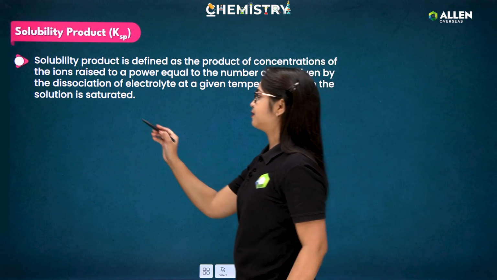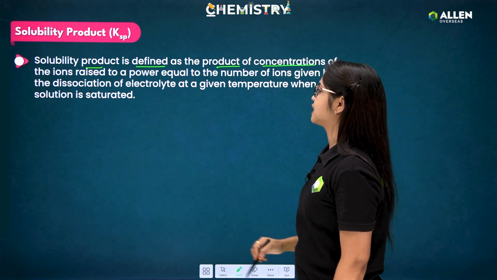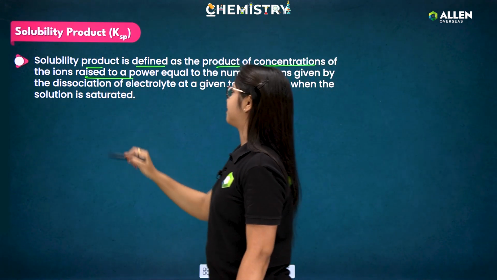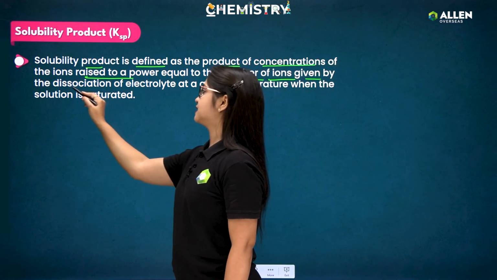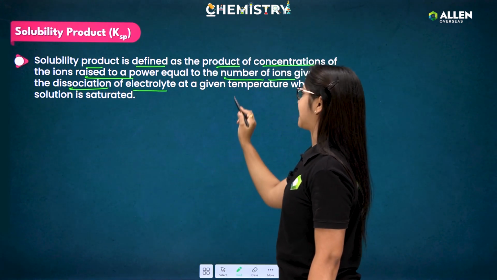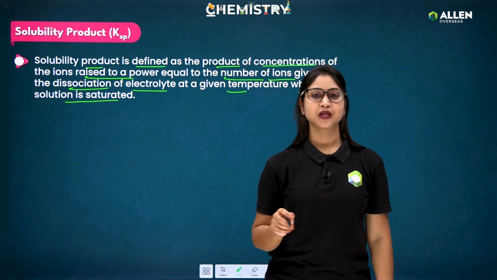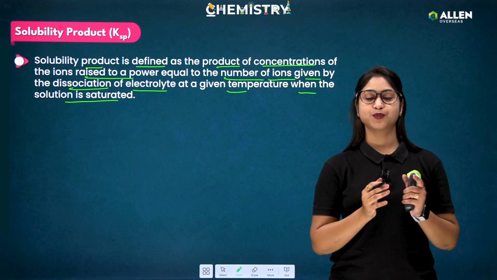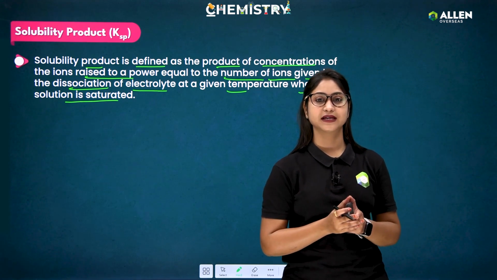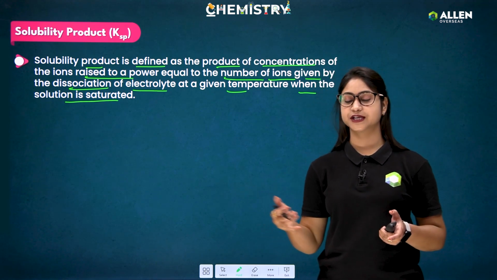Now, if we talk about the solubility product KSP, what is it? Let's see. Solubility product is defined as the product of concentrations of the ions raised to a power equal to the number of ions given by the dissociation of the electrolyte at a given temperature when the solution is saturated. So KSP is the product of the concentration of the ions raised to the power equal to their number after dissociation.